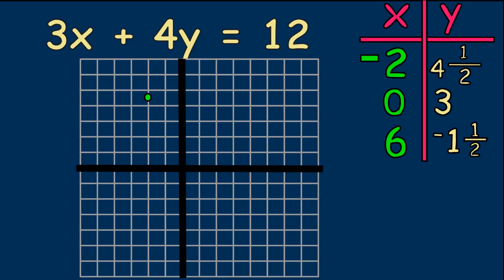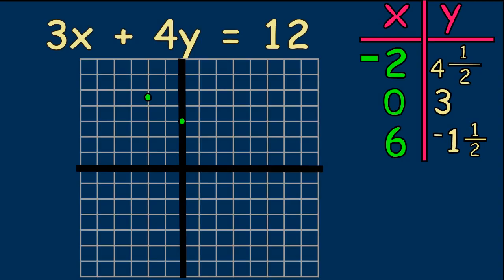The next coordinate is 0, 3. Start at the origin. Since our x value is 0, we're not going to move to the left or right. We're just going to stay on the 0 line. But since our y value is 3, we are going to move up 3 spaces and put a dot to mark our spot. The final coordinate for this line is 6, 1.5.